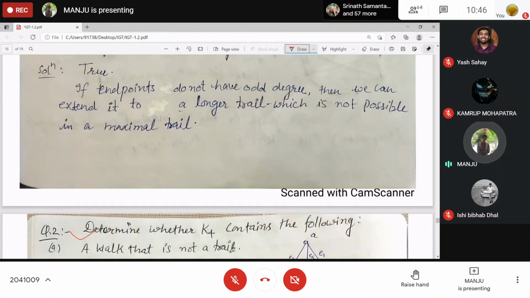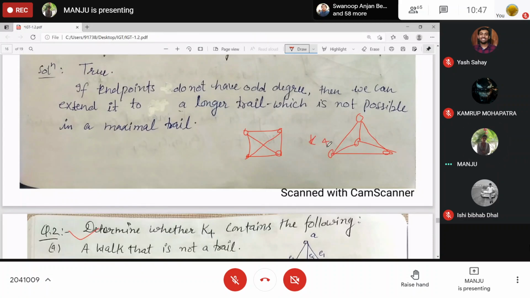This one, determine whether K4 contains the following. K4 graph is what? Square with diagonals. Complete graph with four order, right? Four vertices. Every two vertices are adjacent. This one, or you can also draw like this. Clear?